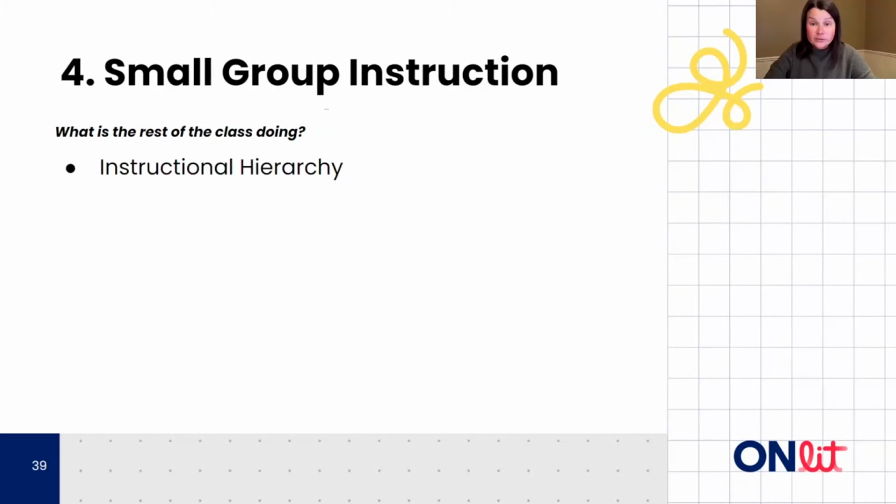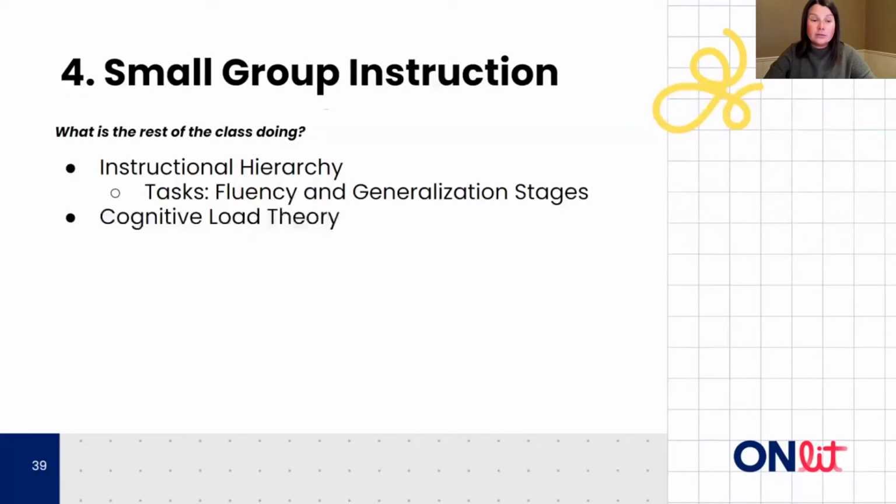If we want students to be working independently, we need to plan things that the students can be independent with. These activities need to be geared towards the fluency and generalization stages of instruction, where students can work with less guidance. They need to be grounded in an instructional routine, so students know exactly what to do and how to do it.